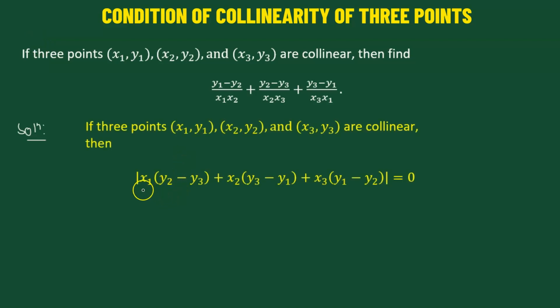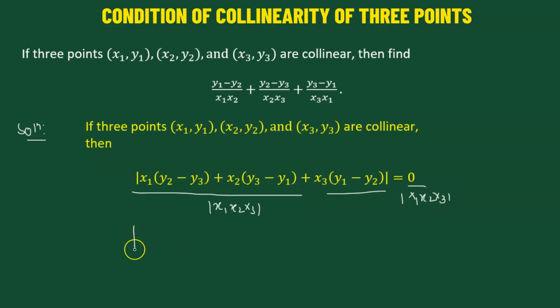The condition being that the absolute value of x1 times (y2 minus y3) plus x2 times (y3 minus y1) added to x3 times (y1 minus y2) equals 0. Now what we'll do, we're going to divide both sides by the absolute value of x1, x2, x3. We are going to do that to the right hand side as well, x1, x2, x3.